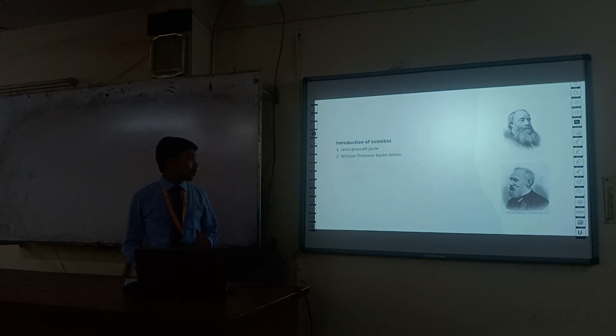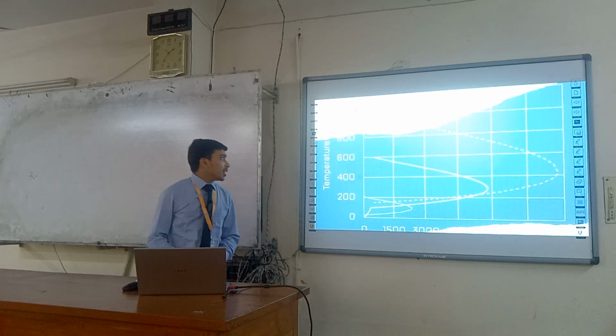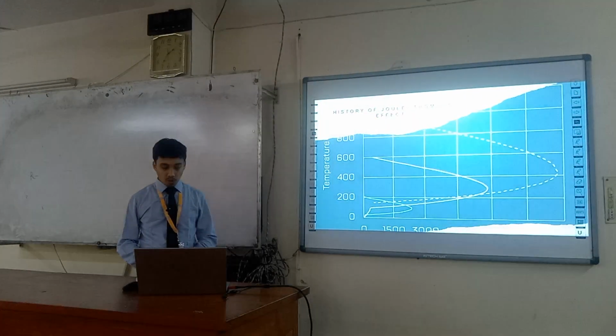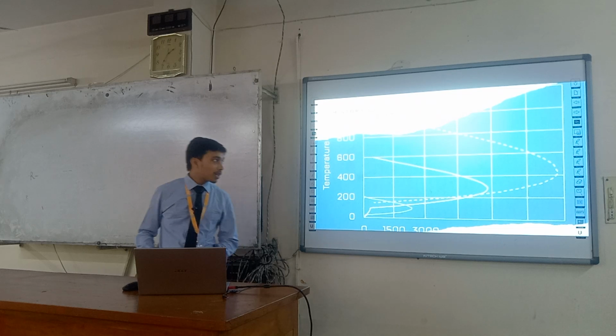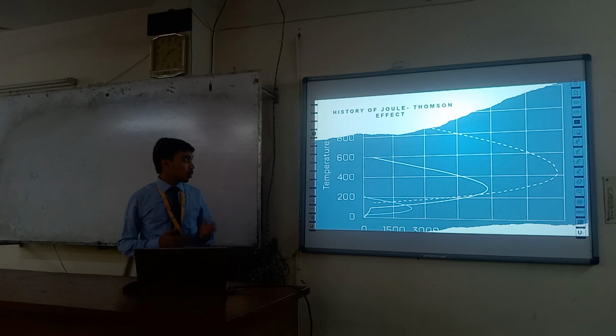Secondly, William Thomson, Baron Kelvin. He is also a British scientist. He was born on 26 June 1824 and died on 27 December 1907. He also carried an equal share of the Joule-Thomson effect. History of Joule-Thomson effect. In 1852, William Thomson, Baron Kelvin, and James Prescott Joule discovered the Joule-Thomson effect.